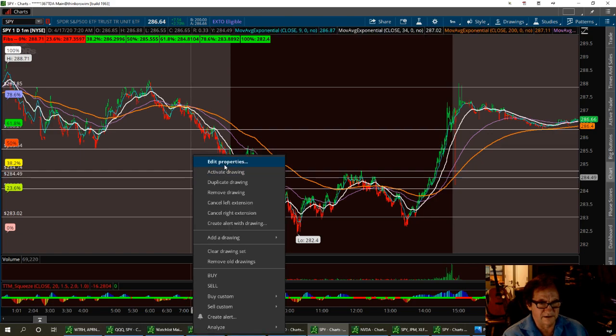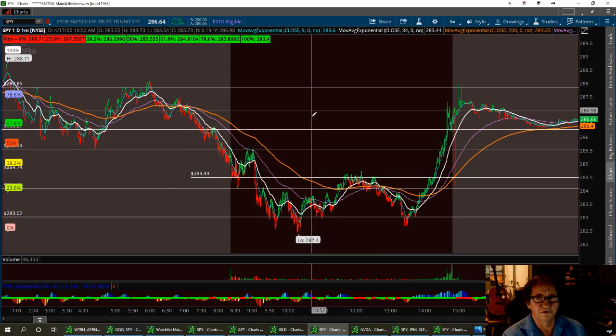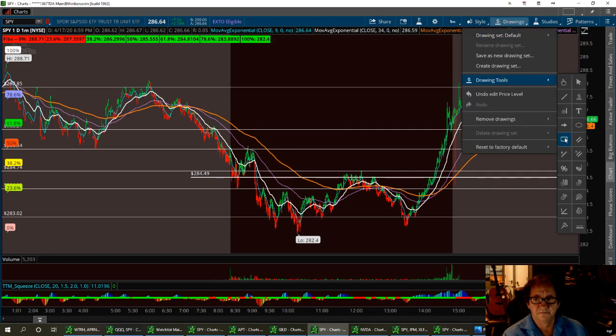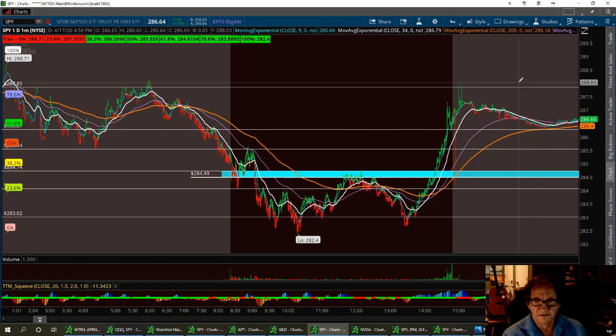So I'm going to hit that right there. Then I'm going to right click, turn the left extension off, and I'm going to go ahead and maybe enlarge this up to another size. Then I'm going to go up to my tools, hit this, and then I'm going to draw me a force. You know what kind of beam I'm talking about. I'm going to hit that right there. So that's going to be my third support, and that's where I want it to hold.